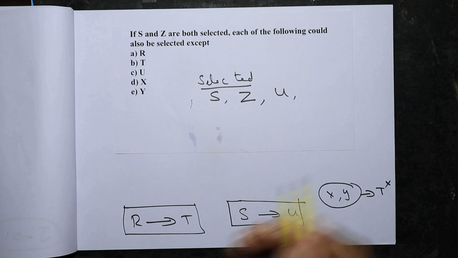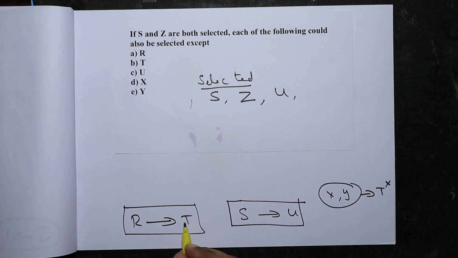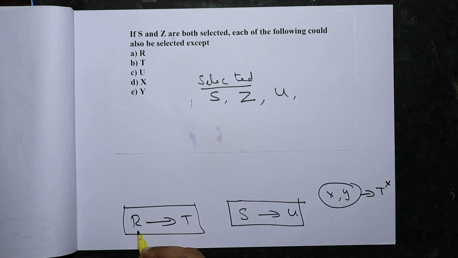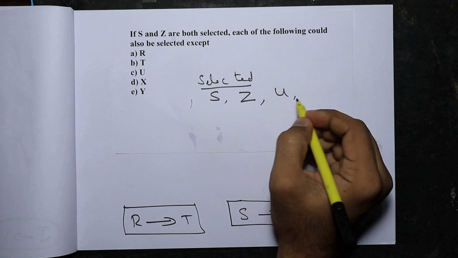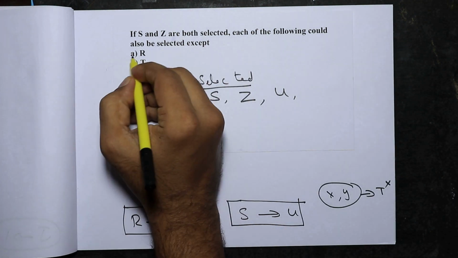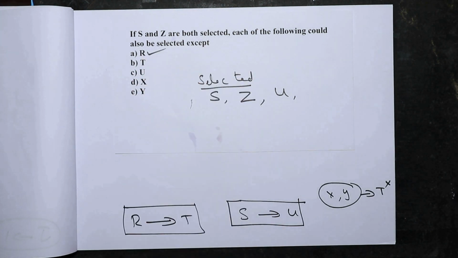Now if that one person is R, then along with R there should be T also. Then there will be 5 people, which means that the 4th person cannot be R. If it is R, we'll have one more extra person, it will become 5 people. Now that is not allowed, only 4 people can be selected. So the one who cannot be selected is option A, R.